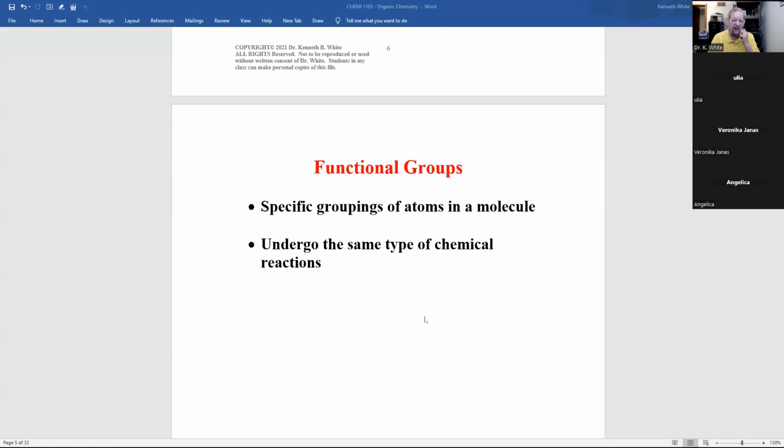Now, what is a functional group? I'll never ask on a test. It's a specific group of atoms in a molecule, and they undergo the same type of chemical reactions, whether they're in this molecule or this molecule.